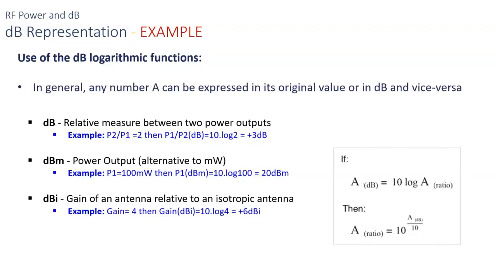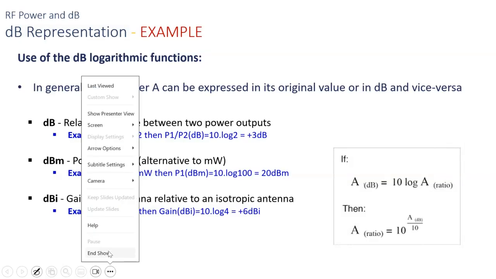What is the decibel? It is the relative measure between two powers. So if P2 divided by P1 equals 2, which means P2 equals 2 times P1. Okay? Then P1 divided by P2 in dB equals 10 log 2, equals 3 dB. Here there is a little mistake.